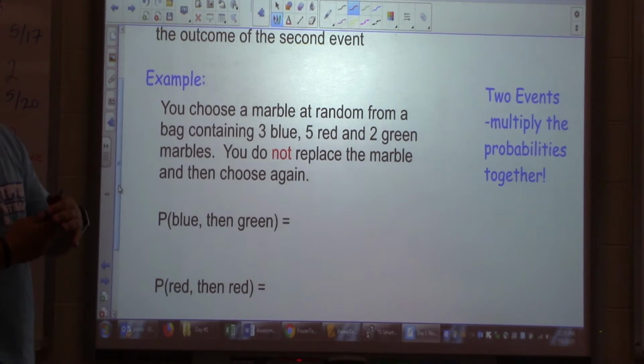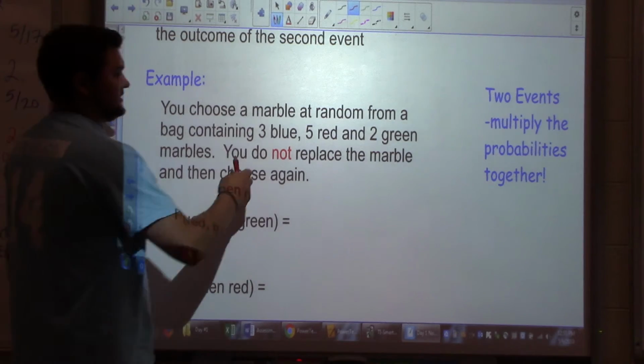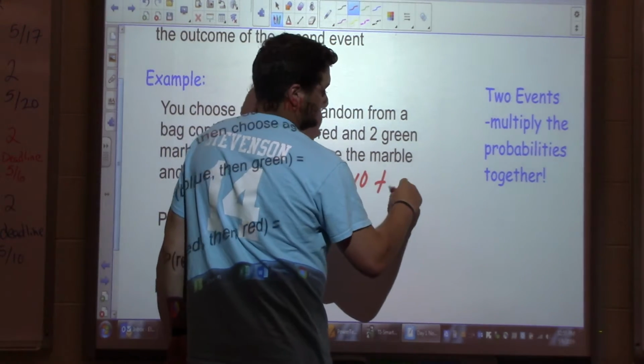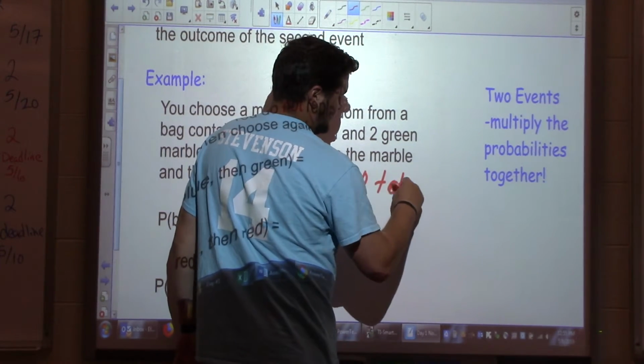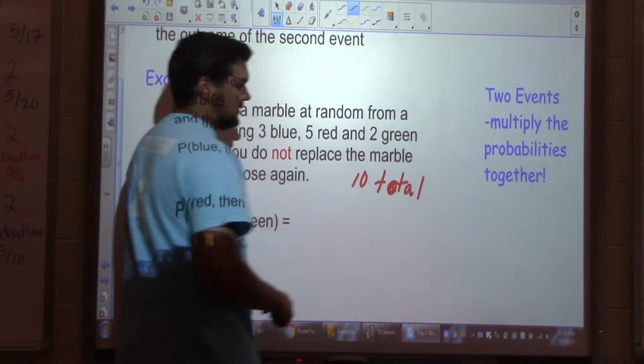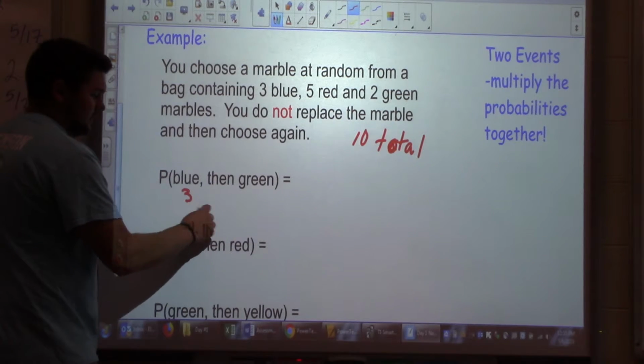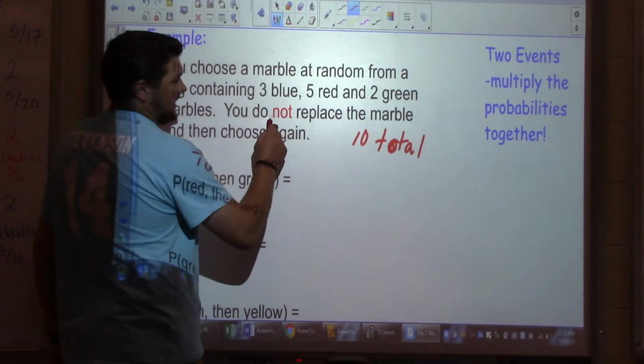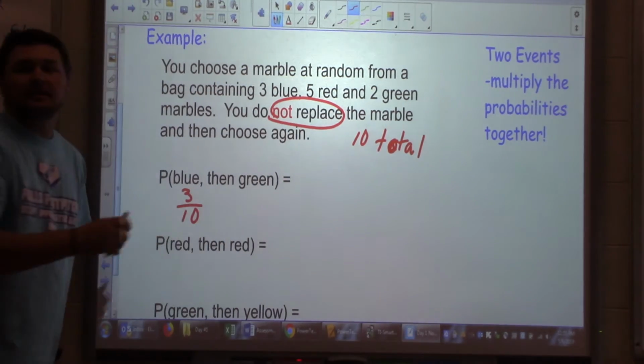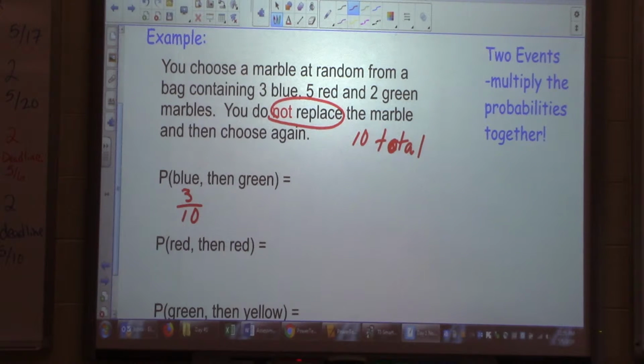What's the total number of marbles we have? 10 total. So the probability of picking a blue and then a green. What's the probability of picking a blue, first of all? 3 out of 10. Now, notice, it said not replacing. Guys, those little keys in the problems are huge. That changes our whole problem.